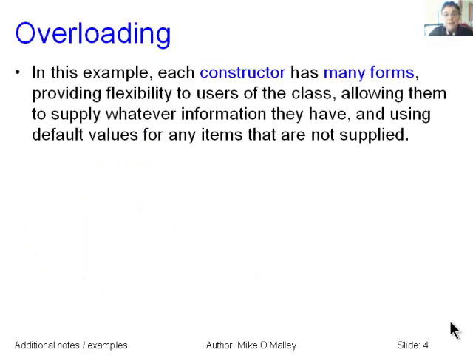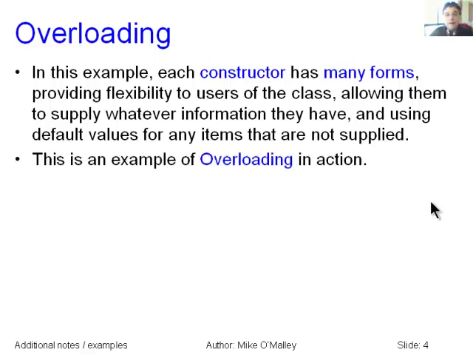So in this example, each constructor has many forms. There's at least four constructors in the TextArea class, as we know just from that example, providing flexibility to users of the class, allowing them to supply whatever information they have, and using default values for any items that are not supplied. For example, the scroll bars parameter. If you don't provide it, Java will give you the default value, whatever that might be.